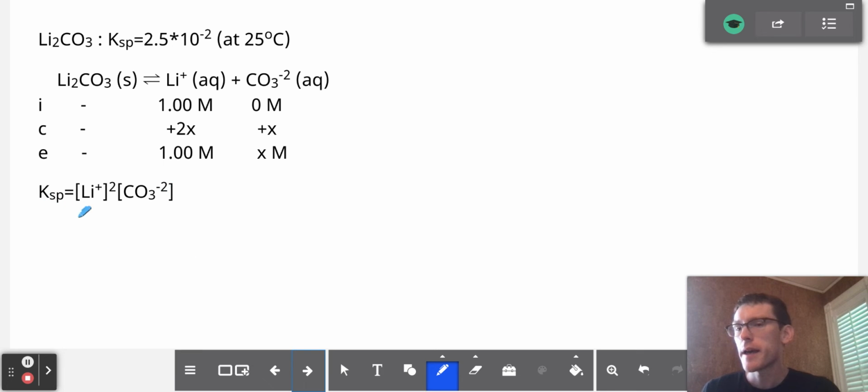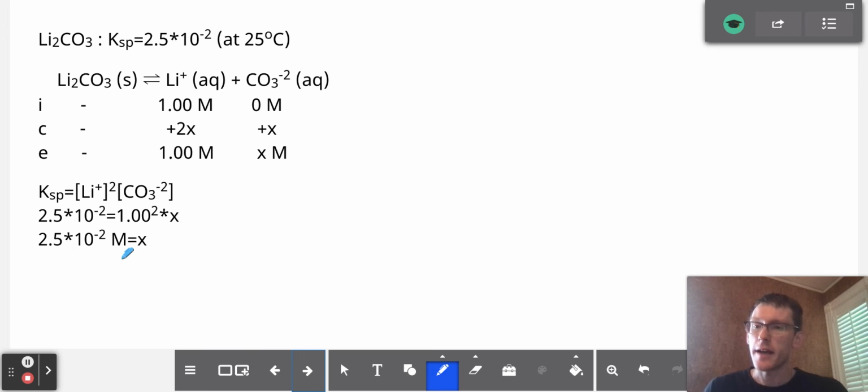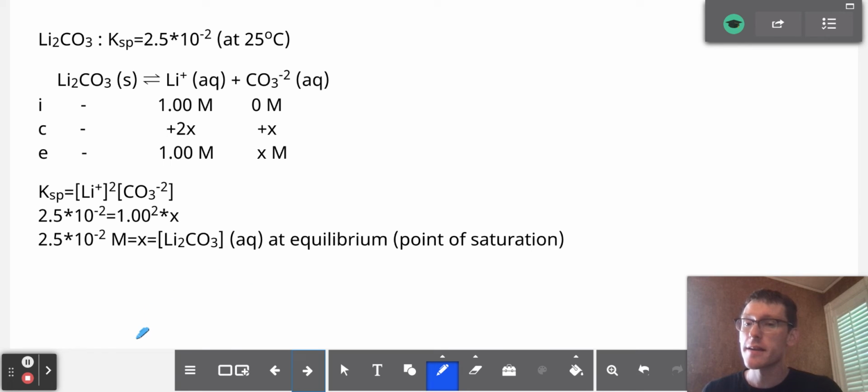So from here, Ksp is equal to the concentration of lithium ions squared times the concentration of carbonate ions. And we have 2.5 times 10 to the negative second is the Ksp. We've set that equal to the 1.00 molar lithium ions squared times an unknown x. And we find that x is simply 2.5 times 10 to the negative second molar. Convenient mathematics here.